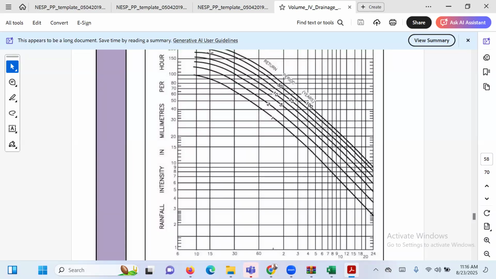If you use 160 to do your design, you are getting a channel of 1.2, while the person who used 1 year will be getting a channel of 0.6, which is what I see most developers do. It has become a norm for them, whether in the east or in the north, everywhere. Anywhere they just say 600 by 600 millimeter drain, because they are designing for a low return period.